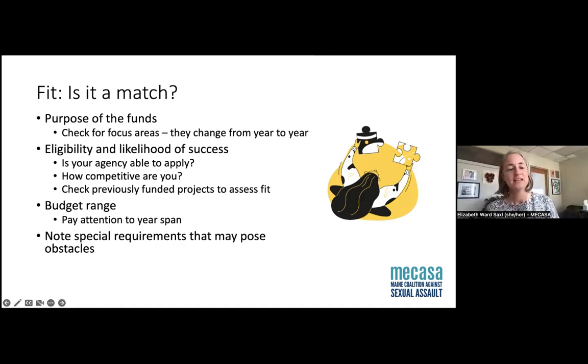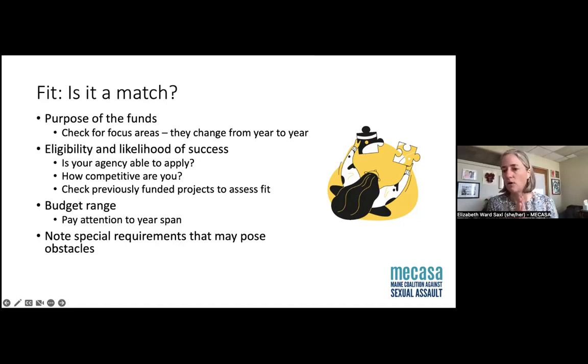I am not aware of any sexual assault support center in Maine ever being funded on their own for an OVW discretionary grant. So if this is the moment where you feel sad and want to leave the webinar, you can do that. But what I would say is what we have been really successful in doing is doing grants that serve a group of communities.